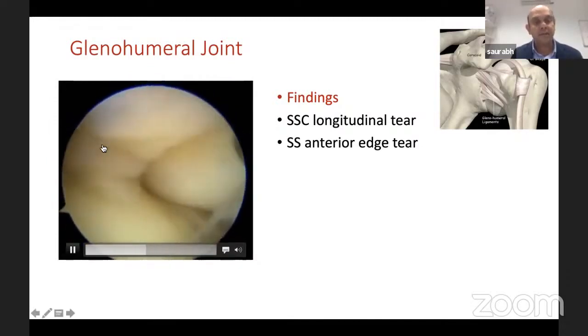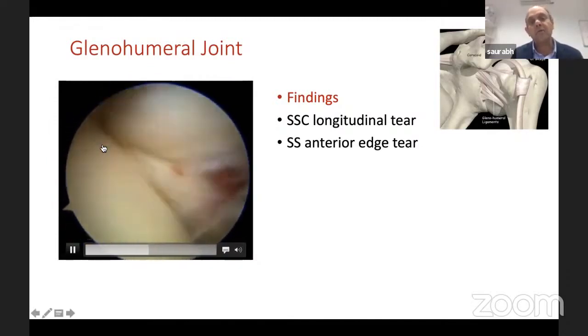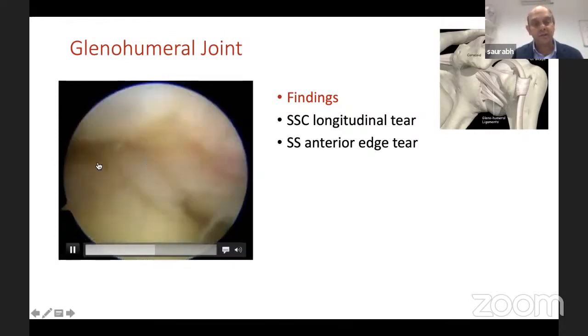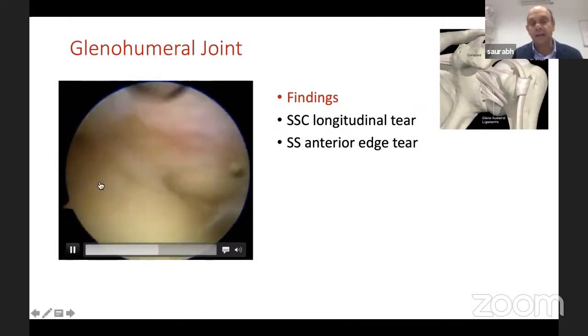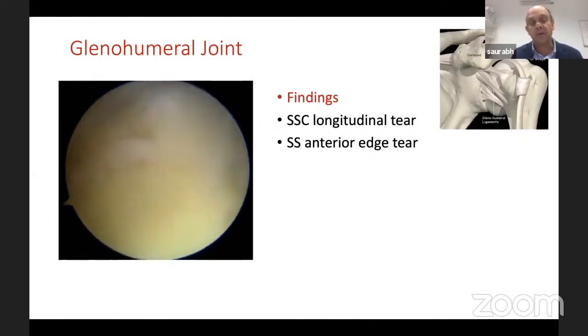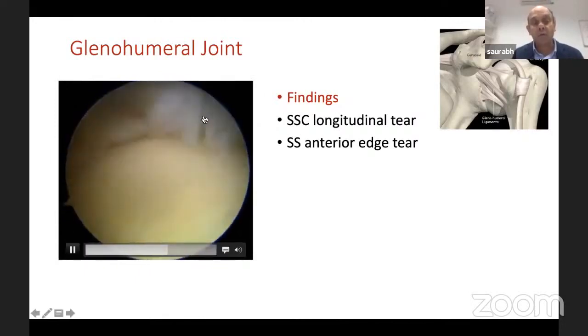So that's our biceps. Now that's the anterior edge where we were. And then we're going to see in a minute that anterior edge, you can see it's all frayed. So we know there's an anterior edge tear. Now, when we go into the subacromial space, we'll see the tear in a bit more proper way. But you can see this all fraying. So you know something is not right there.